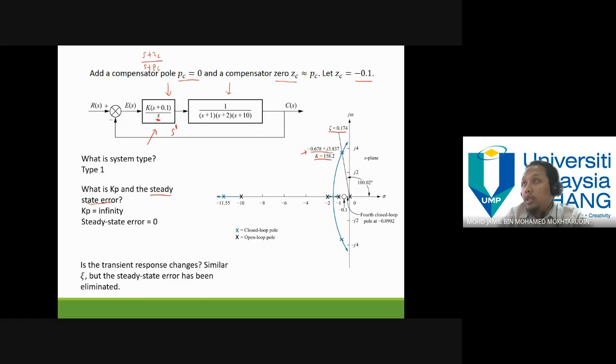So the question is, when we add this compensator, does the transient response change? Now we know that the new root locus with this compensator intersects this line with a similar damping ratio, which is 0.174, but the steady state error is now eliminated, becoming zero. So the purpose of adding the compensator in this example is, first, to change the type of system. And second, to make sure the new system has a similar transient response, which is the damping ratio, while reducing the steady state error. In this case, it eliminates the steady state error.